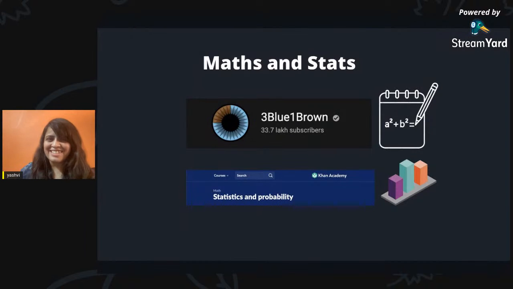Now maths and stats. I know I might scare you, but you have to learn maths and stats because you cannot move further without learning mathematics and statistics. And you don't need to be a mathematician for that. You just have to learn the high school maths you studied in your 12th standard. There is a YouTube channel, Three Blue One Brown, which has a playlist for calculus and linear algebra.